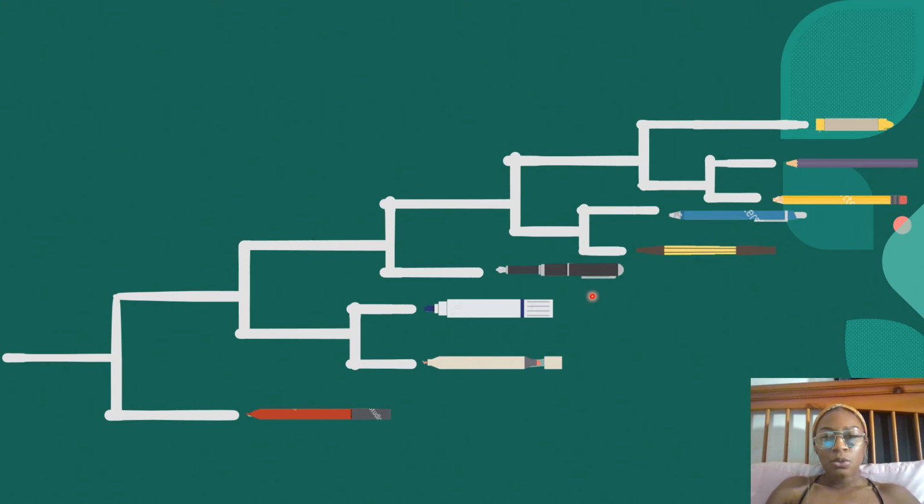And as we go a little further back past the anagenetic calligraphy pen, we reach the ballpoint pen and the mechanical pencil. I branched those together due to the spring mechanism located in both.